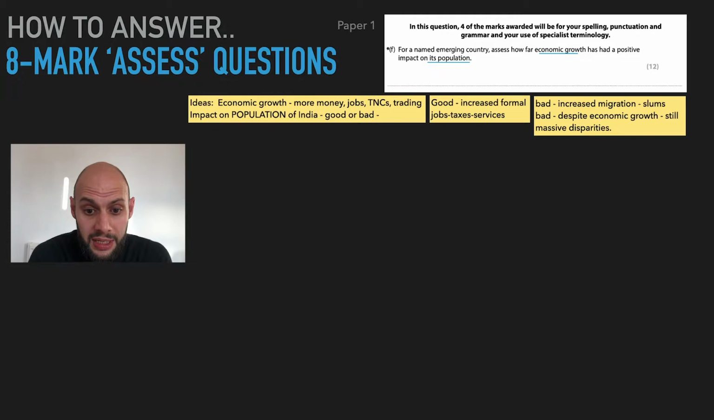Yep. So I could say the most positive impact has been the increase in formal jobs. However, I could say a lesser positive impact has been the migration, and then a really bad or negative impact has been the disparities. I know there's one that always comes to mind.